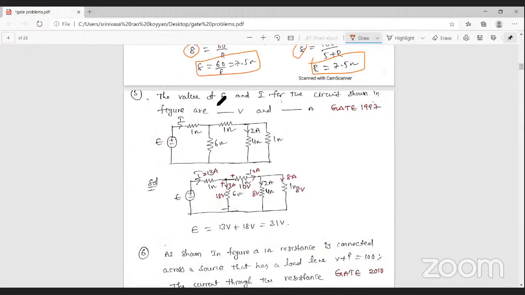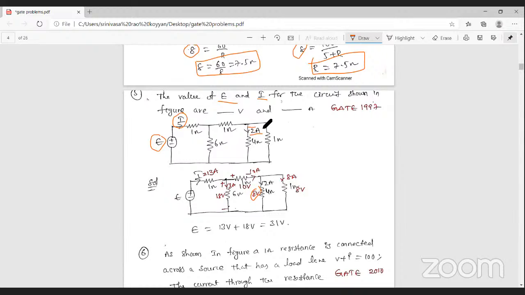Here we have to find the value of E and current I from the given network. From the given network, you find the E value, that is the total voltage, and the total current. You can observe that in the network the resistances are 1 ohm, 6 ohm and 4 ohm, and the 4 ohm is parallel with the 1 ohm resistance, and the current passing through the 4 ohm resistance is 2 amperes. Then what is the voltage present here? That is 8 volts, 2 amperes into 4 ohm resistance, that is 8 volts.